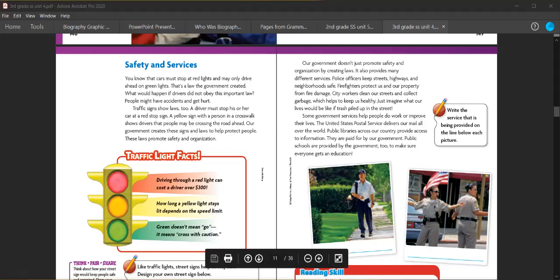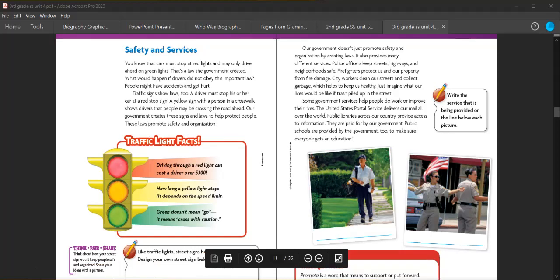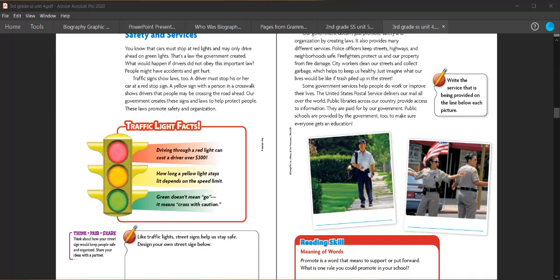All right, now that we've gone through that section, let's take a look at what our questions are. It says write the service that is being provided on the line below each picture. So let's take a look at what's going on here.